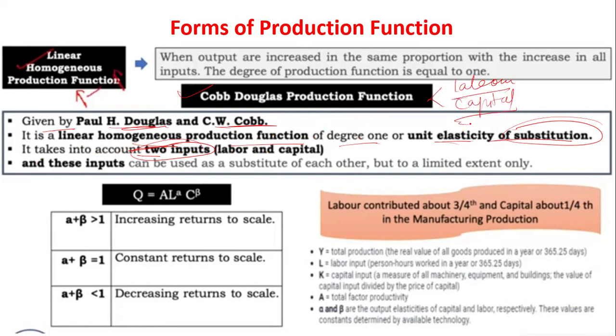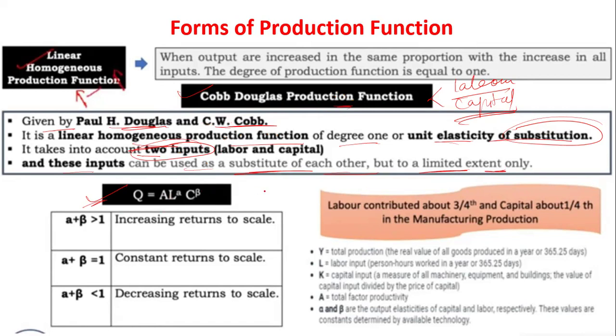So these two inputs mainly work in the Cobb-Douglas production function, and they can be used to substitute for each other, but only to a limited extent. They are substitutes for each other but only within limits. This is the formula used by Cobb-Douglas for calculating the production function.